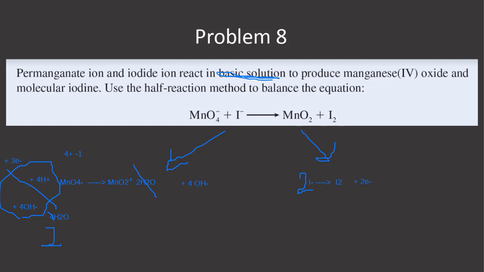Cool. So we have 2 electrons on this side, 3 electrons on this side. What do we do to make it equal? So we do that by multiplying, right? So we're going to multiply there and by 2 here. Cool, cool. So the last part is just adding it all up.